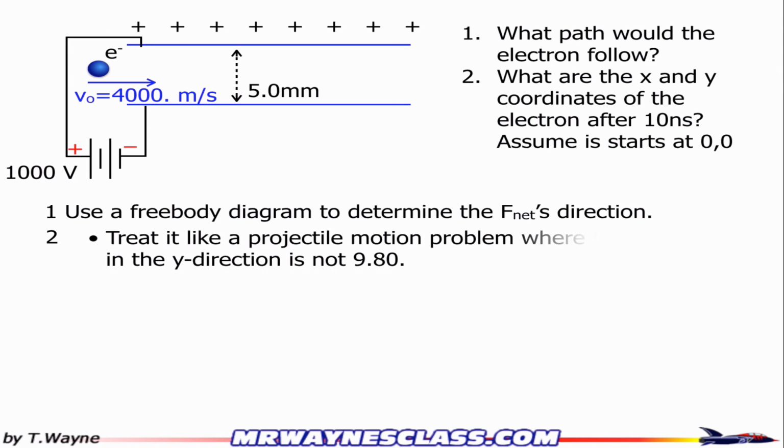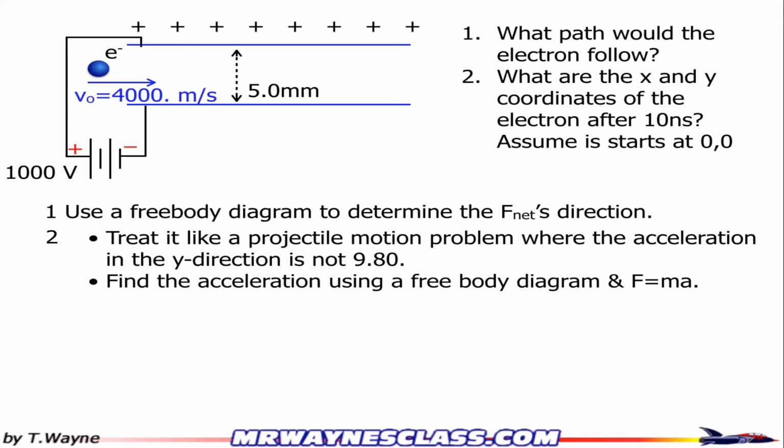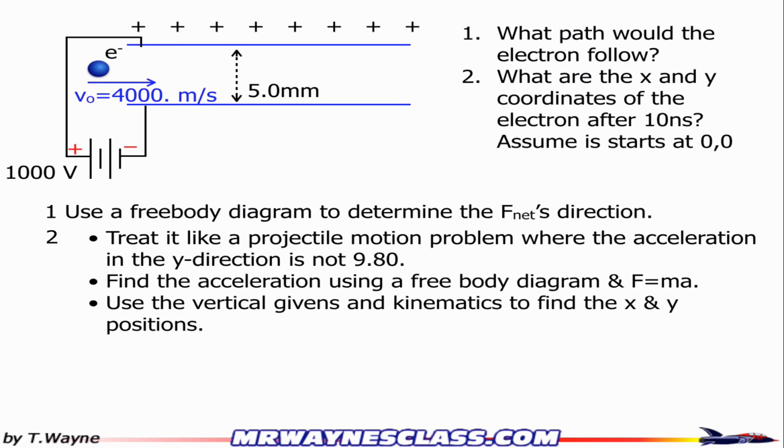For problem number 2, I treated it like a projectile motion problem where the acceleration in the y direction is not negative 9.80 meters per second squared. I find the acceleration using a free body diagram and F equals ma. The free body diagram helps me with the direction of the force. Then I use the vertical givens and kinematics to find the x and y positions. And that's what I did to solve this problem. It's not a quick problem to solve. It will take a lot of work to get to the final answer.